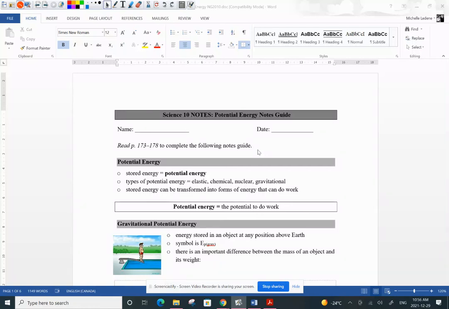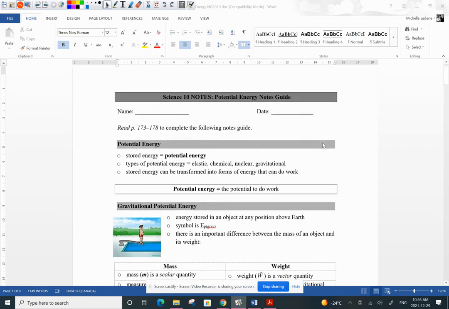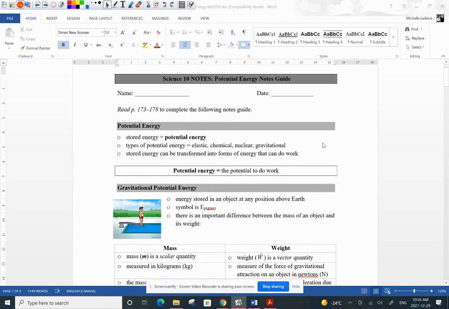Good morning, Science 10s. Today we are talking about potential energy. So if you could please turn to the Potential Energy Notes Guide. This is in your textbook on pages 173 to 178, in case you're interested.